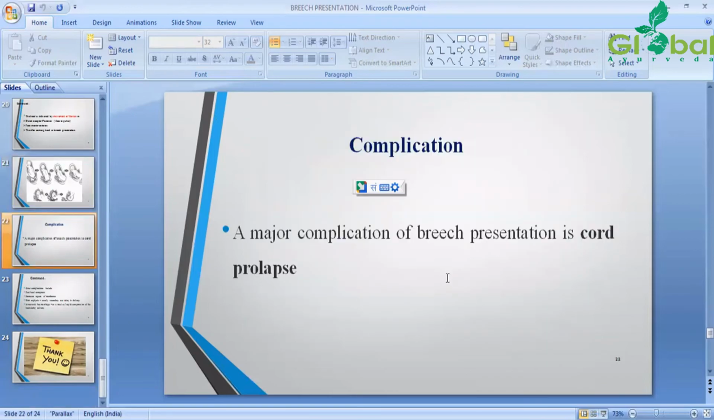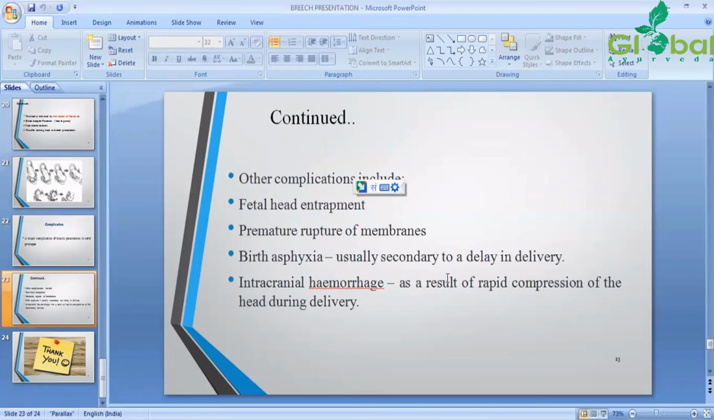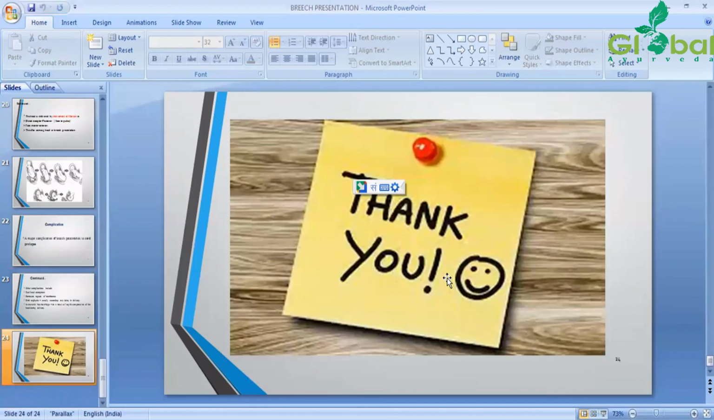Then coming to the complications of vaginal breech delivery, the major complication of breech presentation is cord prolapse. Other complications include fetal head entrapment, premature rupture of membranes, birth asphyxia, and intracranial hemorrhage. That is all about breech presentation. Thank you.